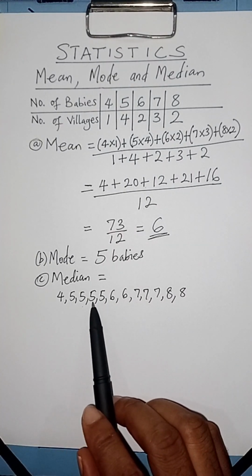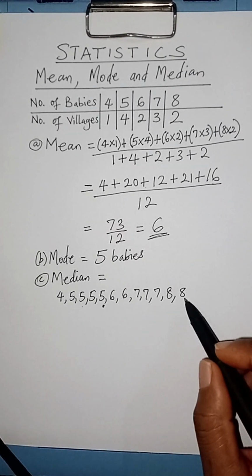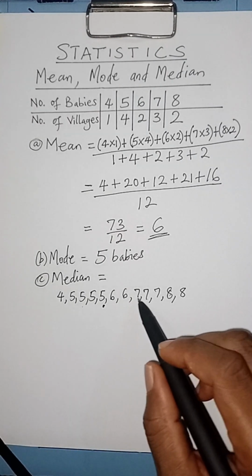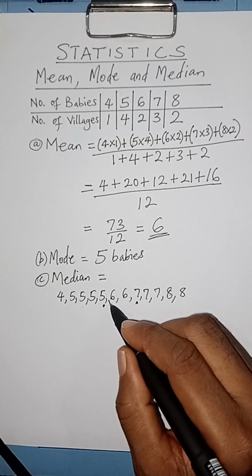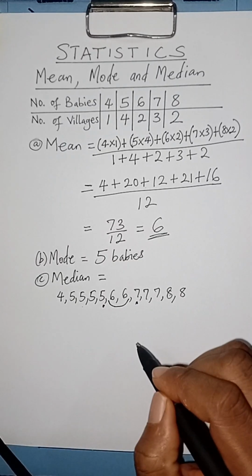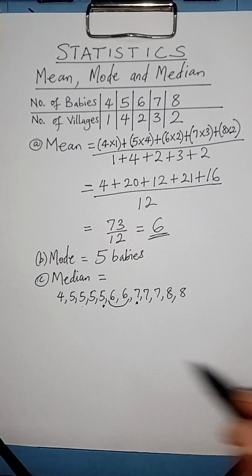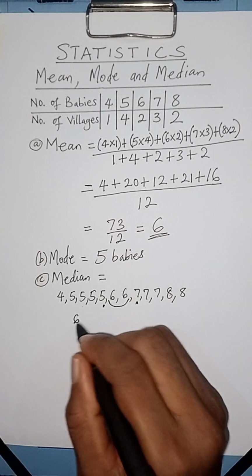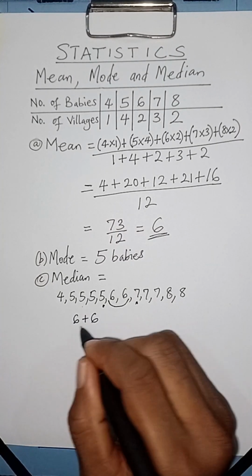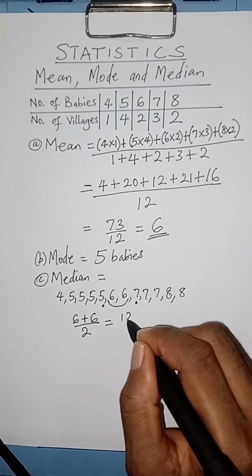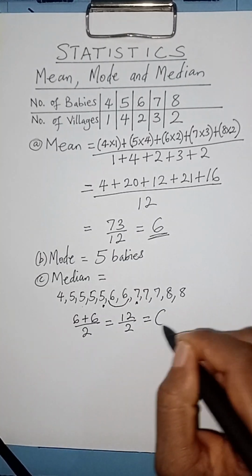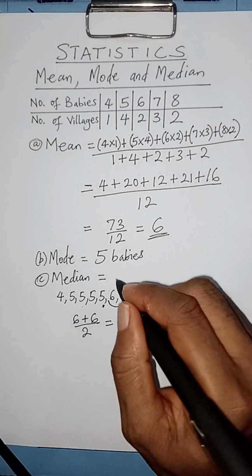1, 2, 3, 4, 5. You can from here also 1, 2, 3, 4, 5. So you can see that these are the middle numbers, which is 6, 6. So all you need to do to get the median is to add the two numbers together, 6 plus 6, and divide by 2. And that gives you 12 divided by 2, which is 6. So the median is 6.